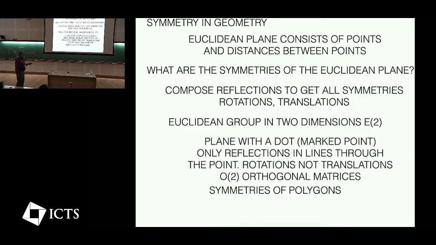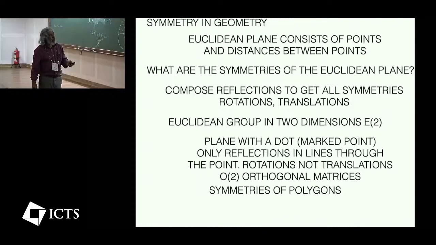So this set of all transformations that leaves the Euclidean plane invariant is called E2, the Euclidean group in 2 dimensions. Now let me go a little further. I don't want to consider the Euclidean plane, but I want to decorate it a little bit. Take the whole Euclidean plane and put a dot or a marked point.